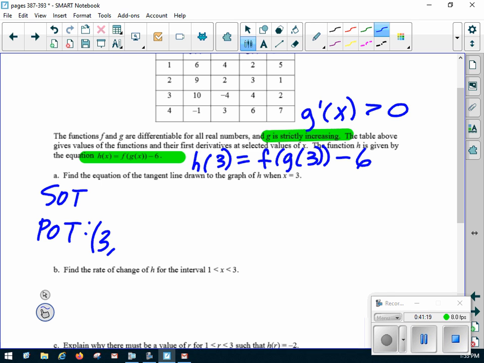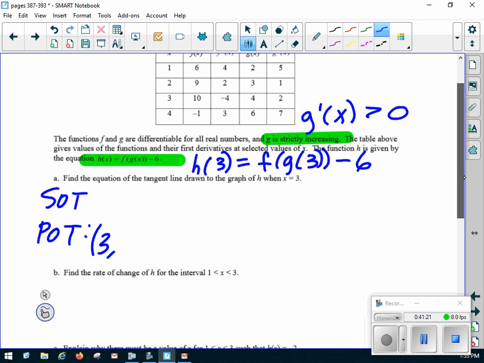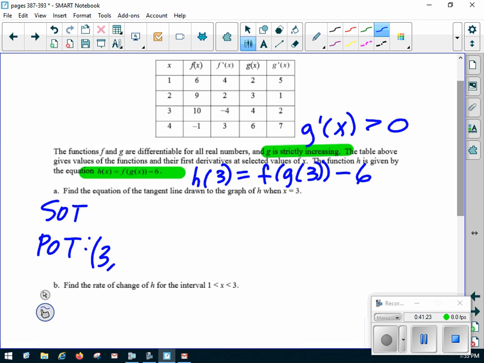g of 3, then f of that. g of 3 is 4. f of 4 is -1. And -1 minus 6 is -7. Okay, so that's my point of tangency.